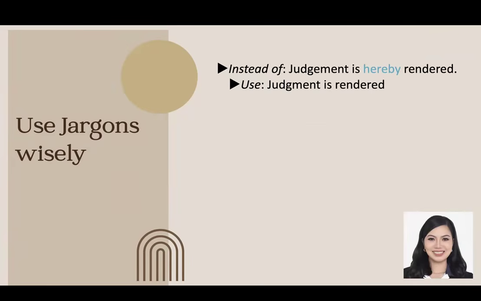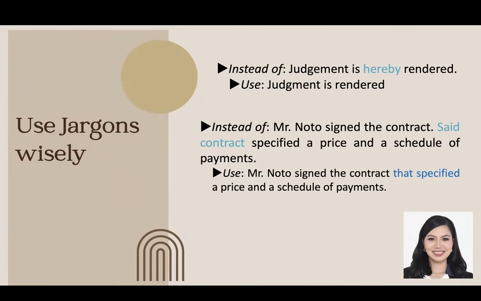What else? Instead of "judgment is hereby rendered," you may use "judgment is rendered." Okay, you may remove the word hereby. What else? Instead of "Mr. Noto signed the contract. Said contract specified a price and a schedule of payments," you may combine these two sentences. So you may use instead, "Mr. Noto signed the contract that specified a price and a schedule of payments." Remove the words said contract because these are what? Redundant, superfluous.